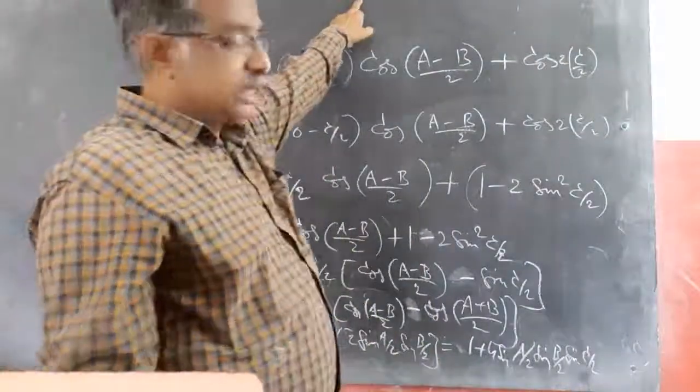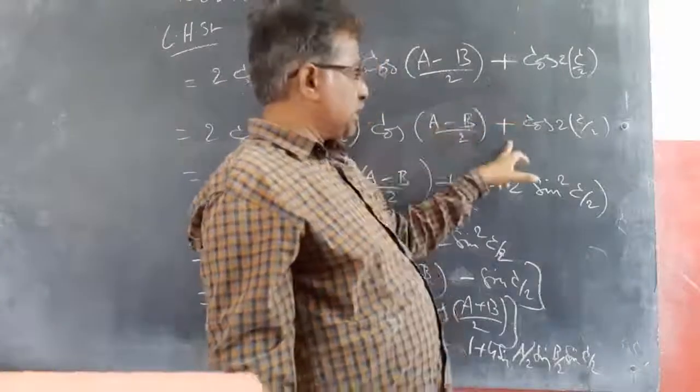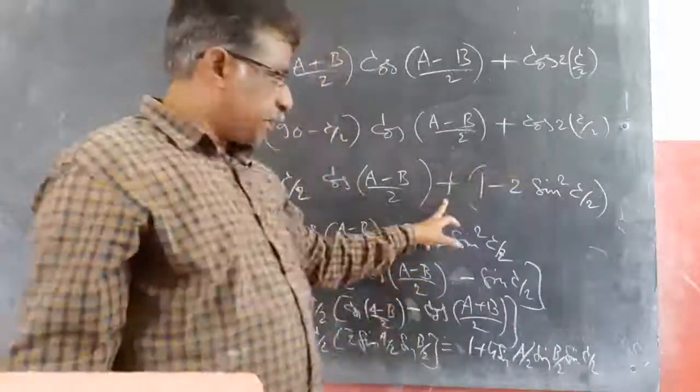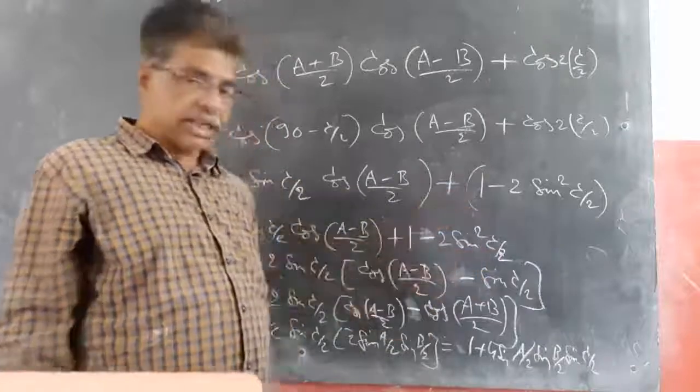If it is plus instead of minus, what happens? So this becomes plus. So minus 1 becomes plus 1 now. And this is minus 2 sin square c by 2.